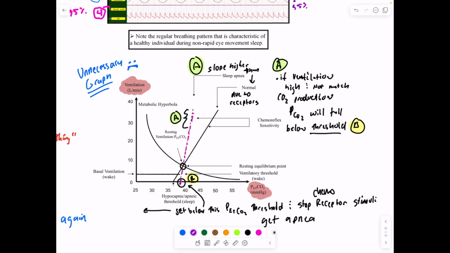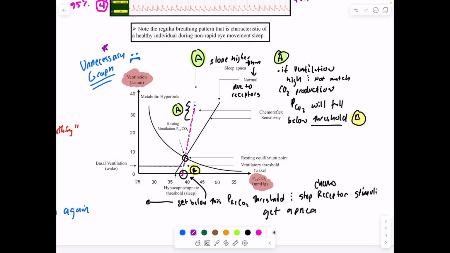And so that's what this graph is meant to show. I kind of found this graph to be a little bit unnecessary, but basically we have a curve for sleep apnea, when you stop breathing, and then normal sleep. Here we have ventilation versus partial pressure of carbon dioxide. If you get below a certain threshold for the partial pressure of carbon dioxide, then your chemoreceptors are going to stop being stimulated, right?